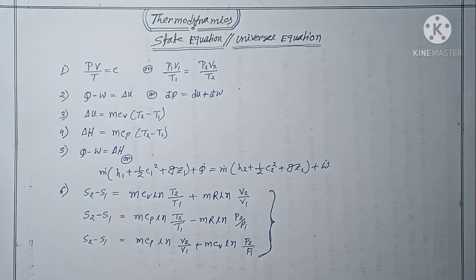Now what is the difference between any other equation and this state equation or universal equation? This state equation or universal equation you can apply in each and every process. There is no restriction. We know that in thermodynamics there are different kinds of processes, such as the isochoric process, meaning volume constant process, the isobaric process, meaning pressure constant process, and the isothermal process, meaning temperature constant process.